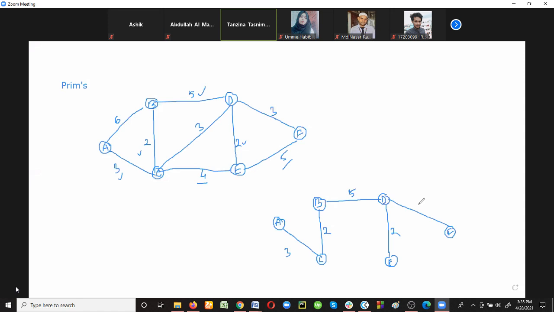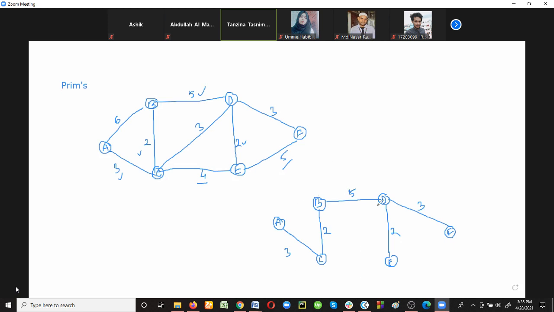Now this edge weight is 3. Look at this graph, look at this minimum spanning tree. The number of vertices is 6: A, B, C, D, E, F. And how many edges have we taken? 5 edges. So this graph we can call a spanning tree.